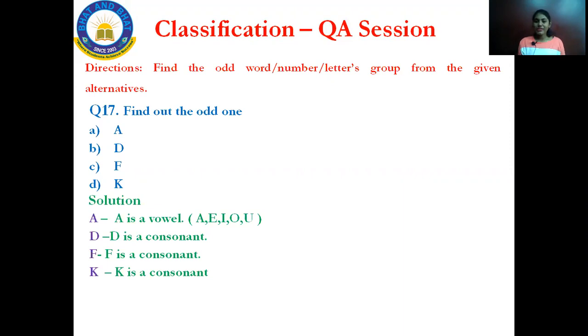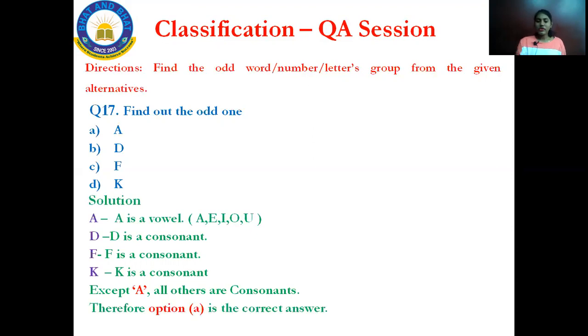What is the correct option? Option A is the correct answer. Why? Because option B, D, option C, F, option D, K. These are consonants. But option A, it is a vowel. See, except A, all others are consonants. Therefore, option A is the correct answer.